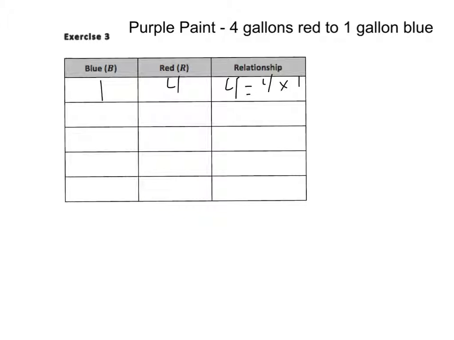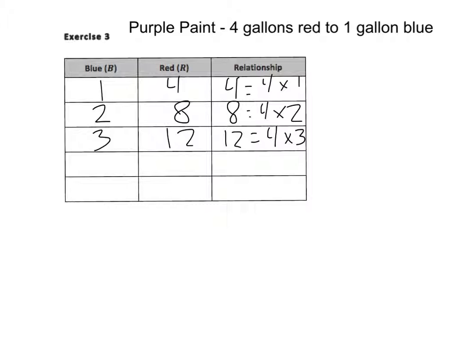So next, let's double it. Let's take our ratios and let's double them. So the blue would become 2 and our red would become 8. So therefore our 8 we got from doing 4 times 2. Let's do the same thing with the next row. This time let's do it by 3. So 1 times 3 is 3. 4 times 3 is 12. So how did we get our 12? To get 12, we did our 4 times 3.